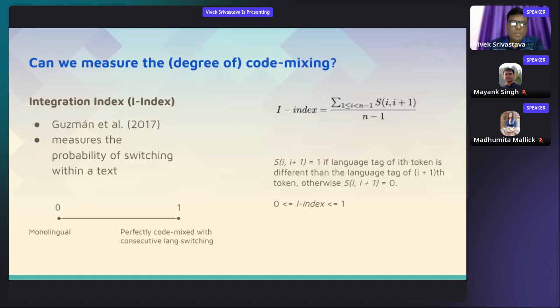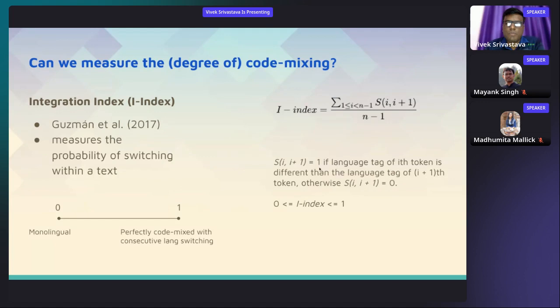The third matrix that we have is integration index, and it measures the probability of switching within a text. So we can switch from one language to another language, and what is the probability of switching within that particular text. The one component to this formulation is s_i, i+1. So it considers the switching that will happen for a language tag. So let's say you have a language tag of the i plus one token, and you have the language tag of the i token. This particular value will be one if those language tags are different, and if the language tags are similar, you will get a score of 0.